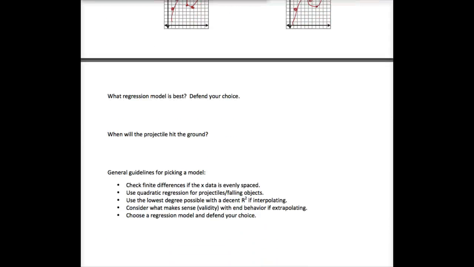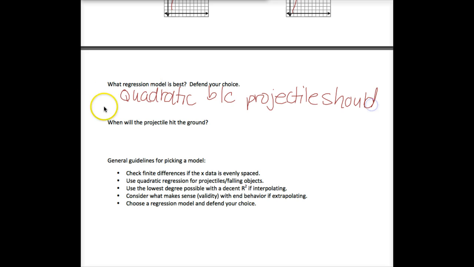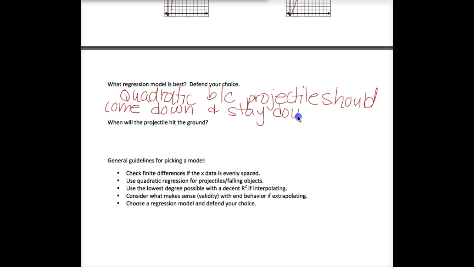So the regression model that I am going to choose here is the quadratic. I'm going to say that the quadratic is best because the projectile should come down and stay down. And the quadratic is the only model with that end behavior.